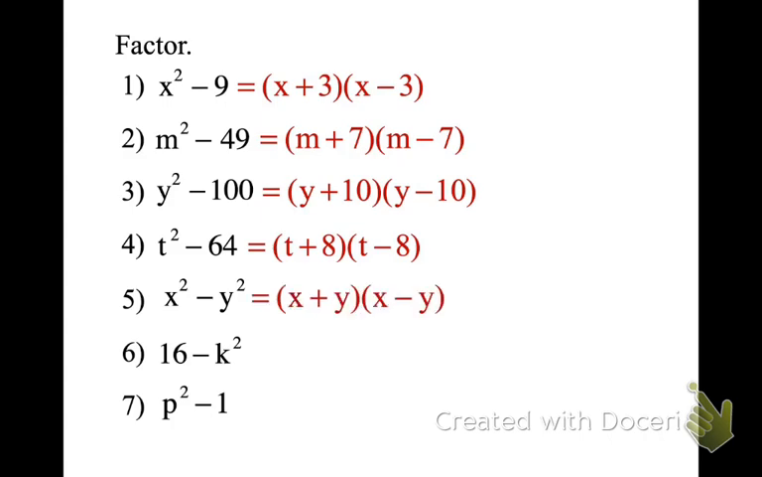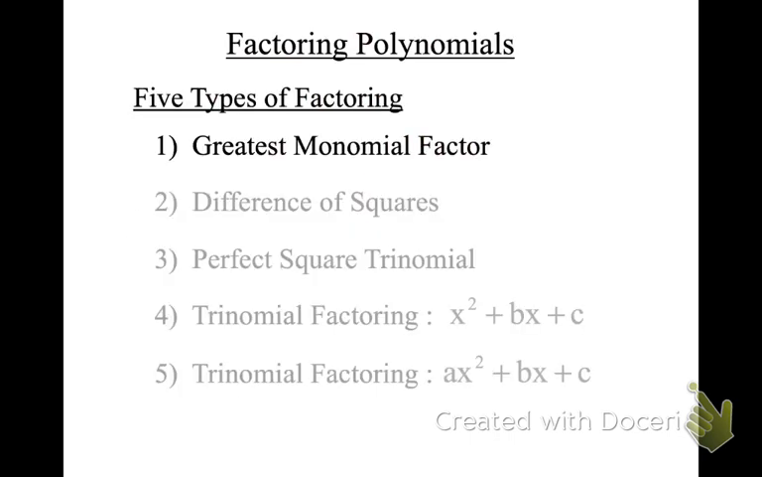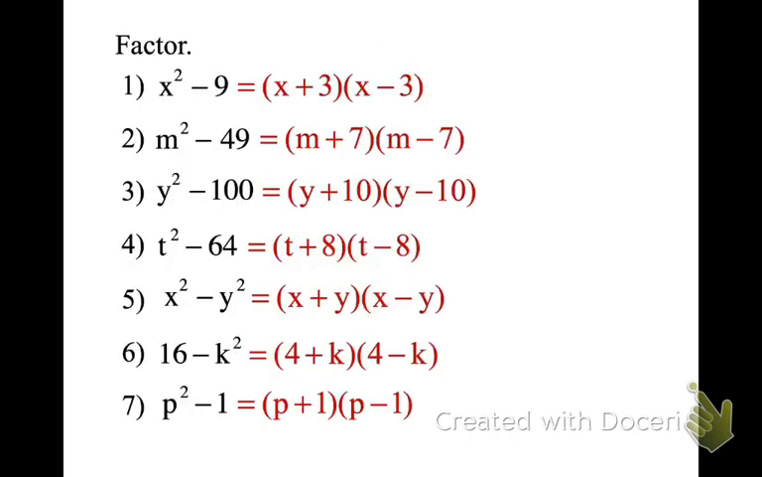Good. Next one, Rami, in order. I got 4 plus k times the quantity of 4 minus k. And our last one, let's go, Veronica. I got p plus 1 times the quantity of p minus 1. Perfect.